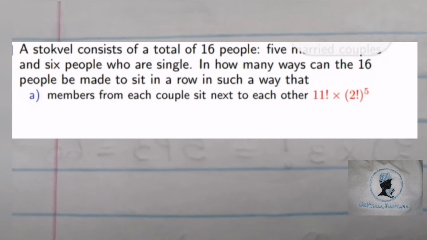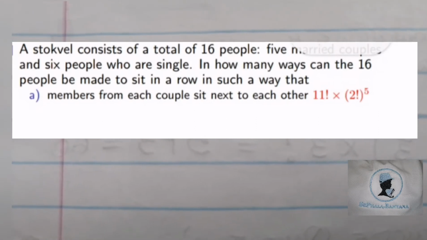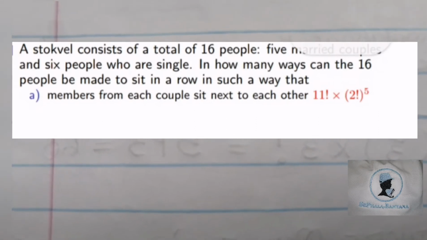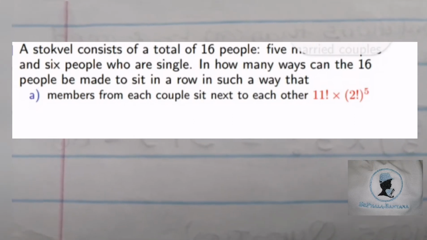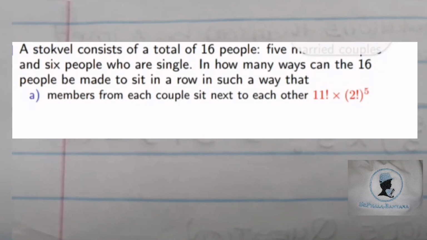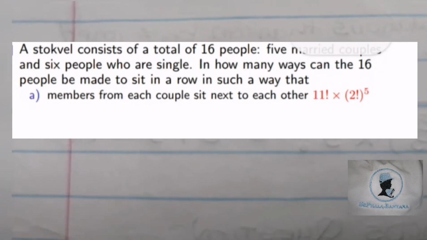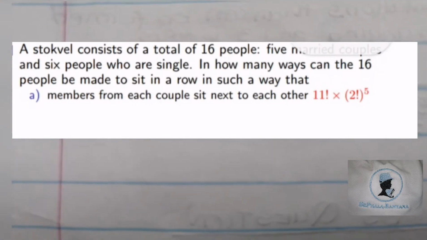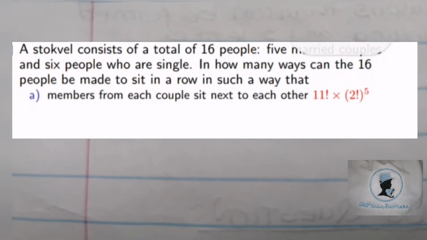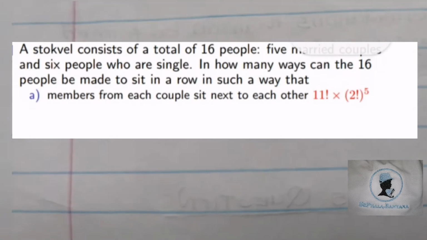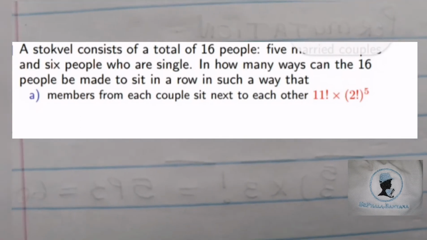In how many ways can the 16 people be seated to sit in a row in such a way that a member from each couple sit next to each other? So if you came alone, you are going to sit alone. If you came with your husband or your wife, you'll sit with them, ne? That's what the condition means.